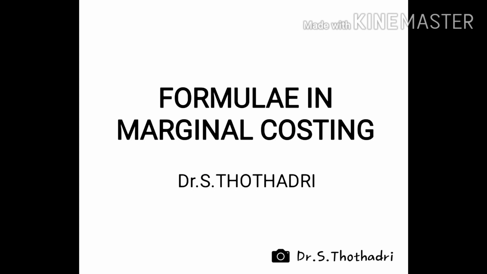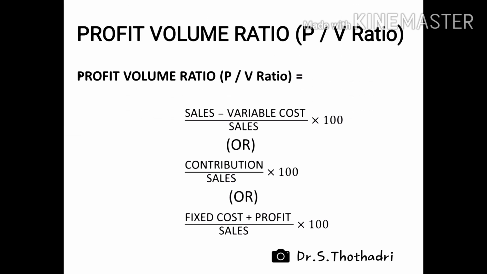Today I am going to discuss the list of formulae in marginal costing. Totally, there are 10 formulae in marginal costing. Remembering the formulae is very important for solving the problems. The first formula we are going to see is profit volume ratio. In short form, it is termed as PV ratio.